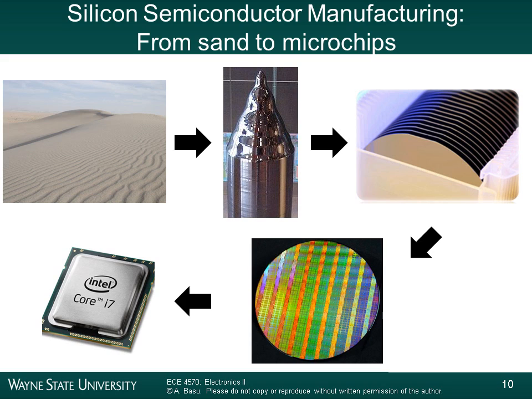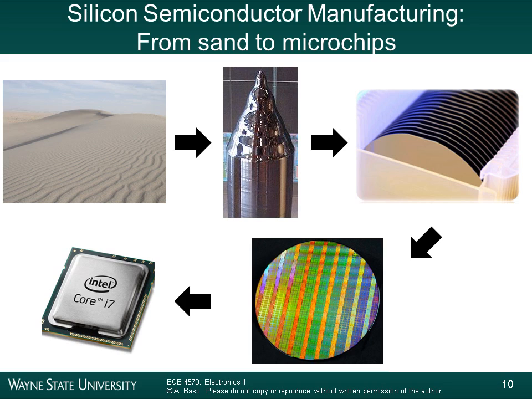And you'll notice that it's reflective. Pure silicon is crystalline, so it's kind of brittle, and it's also reflective. From here, you take this long cylinder, which is called an ingot, and you slice it up into wafers.